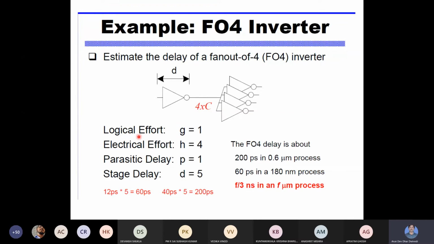So we can see the logical effort for one inverter is 1, electrical effort is C out by C in. So 4 times output means this capacitance is now 4 times, so 4 by 1, so h is 4, and parasitic delay is 1, and the stage delay d equal to f plus p, or gh plus p. So g is 1, h is 4, plus 1, so 5 stage delay you have got. So the fan out 4 delay is about 5.